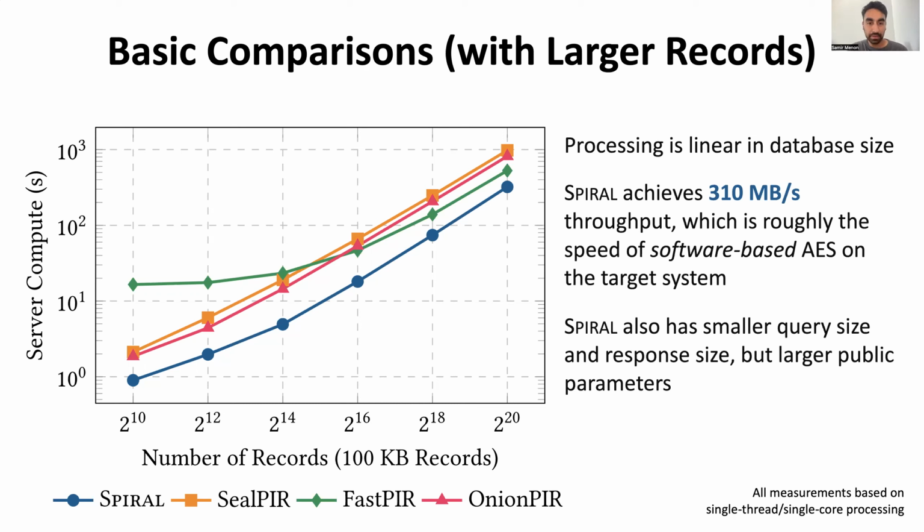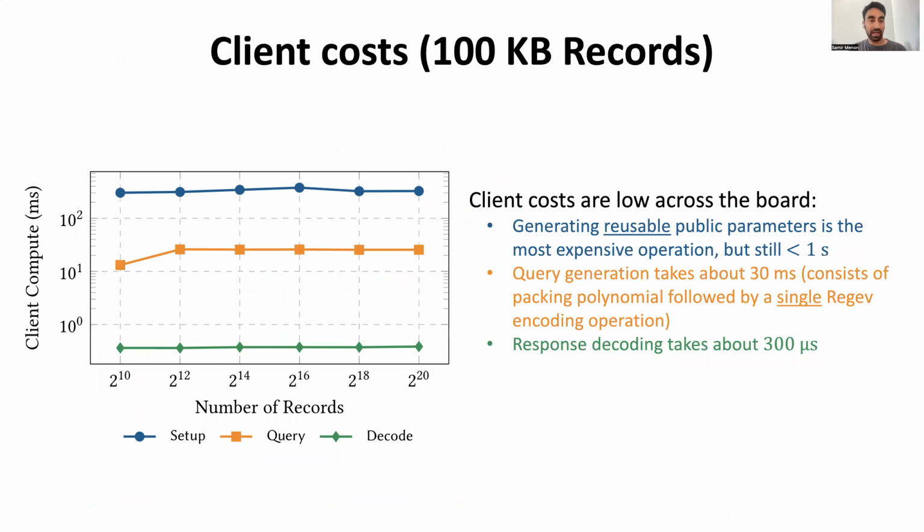which is roughly the same speed as software-based AES. It's not shown on the graph, but the query size and response sizes are smaller, but the public parameters are larger. And you can see how the other systems perform here too. I'll say this quickly, our client costs are very similar to other schemes' client costs. The most expensive part is setup, where we're doing a lot of key gen and we have to sample a lot of randomness. The query generation is fast, and so is the response decoding.